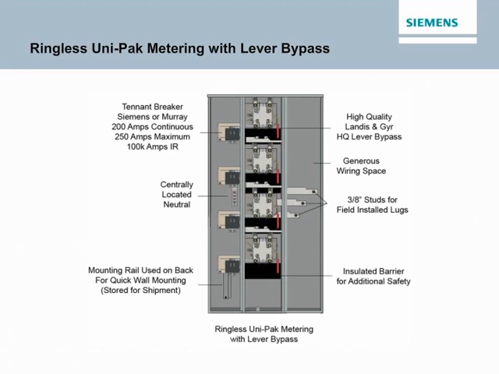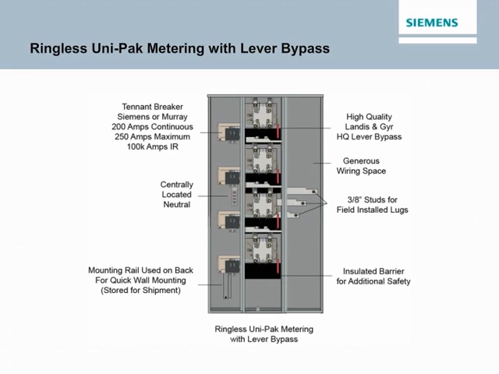Ringless Unipack metering with lever bypass does not feature angled breakers. However, the ample space between meters allows sufficient wire bending space, so the units are just as easy to wire as a standard Unipack meter. The high-quality HQ lever bypass sockets come with a fifth jaw installed in the 9 o'clock position. Neutrals are centrally located, and ground lugs are independent for each position. Multiple lug kits and hub kits are available.